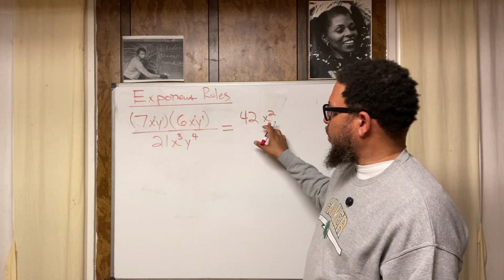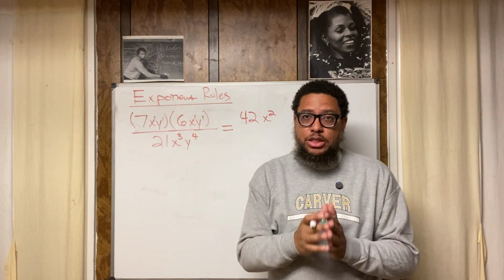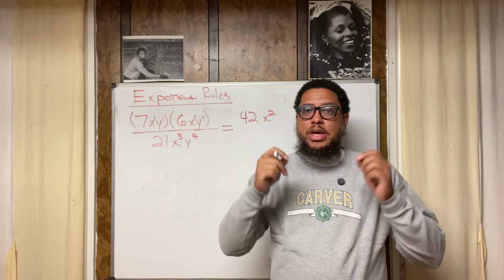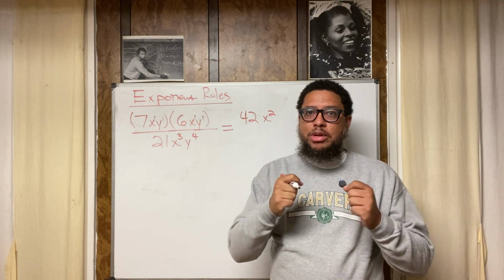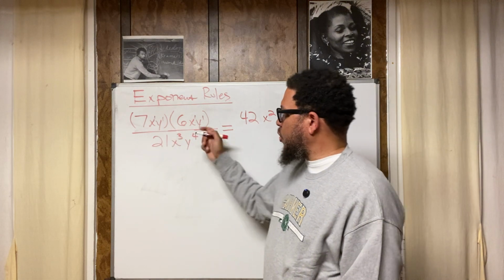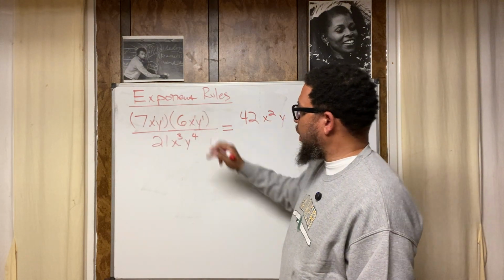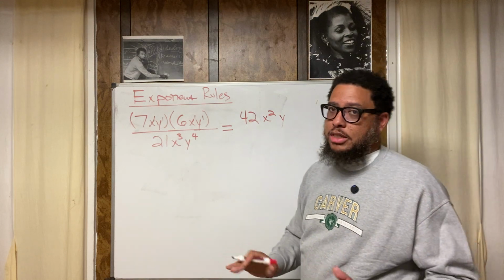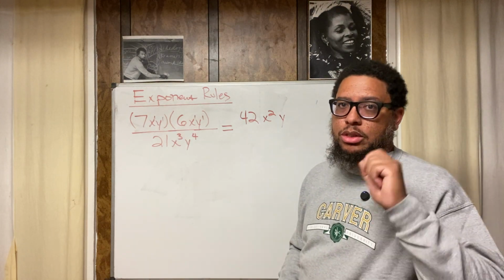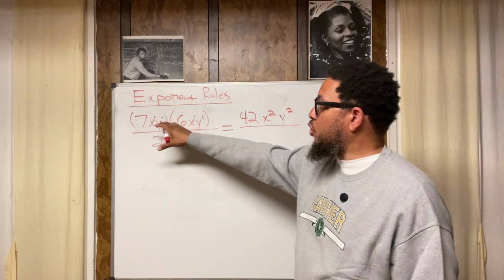Now, why is this x squared again? Because x times x, according to the exponent rules, we write the base 1 time, x is the base, and we add the exponents. 1 plus 1 is 2. So that means we have x to the second power. Then we do the same thing with the y's. We got y times y. We do 1 plus 1, not 1 times 1. 1 plus 1, which is y squared. Now, we've simplified the numerator.